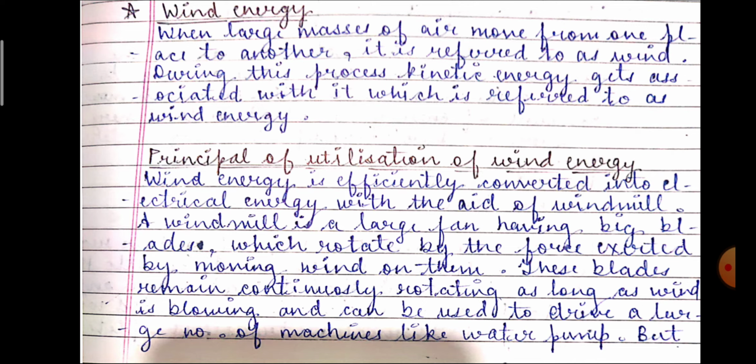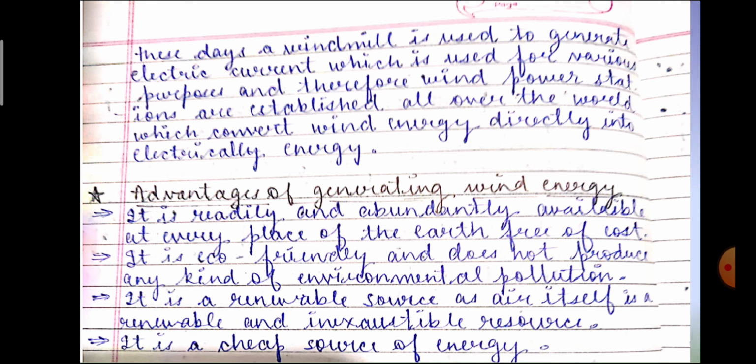A windmill is a large fan having big blades which rotate by the force exerted by the moving wind on them. These blades remain continuously rotating as long as the wind is blowing and can be used to drive a large number of machines like water pumps. But these days, windmills are used for generating electrical current, which is used for various purposes, and therefore wind power stations are established all over the world, which convert wind energy directly into electrical energy.